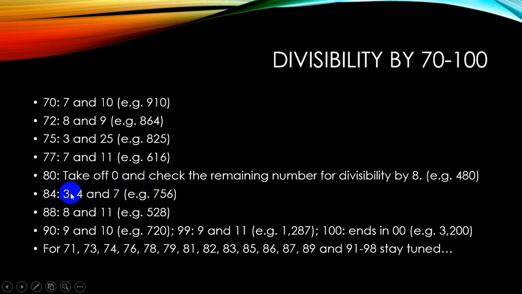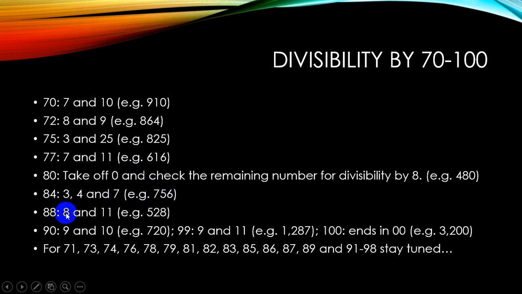For 84, you look at 3, 4, and 7. So 756, it's divisible by 3 because 7 plus 5 plus 6 is 18, a multiple of 3. Divisible by 4 because 56 is divisible by 4. You look at the last 2 digits. And then finally, for 7, break the number into 75 and 6, double the 6, and subtract it from 75. So 75 minus double 6 is 75 minus 12. That gives you 63, which is a multiple of 7. So 756 is divisible by 84.